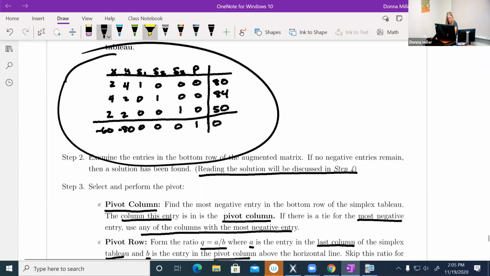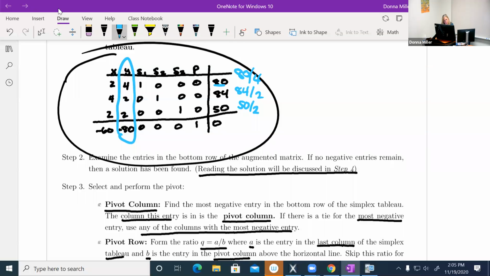Let's do blue. What I want you to notice is, as long as there's a negative in the bottom row, you must keep pivoting until there are no negatives. To pick my pivot, I pick the most negative number in the bottom row. The most negative number is negative 80, so that's my pivot column. So pick the most negative. Then you're going to take everything above the bottom line, take the answer and divide it by the solutions.